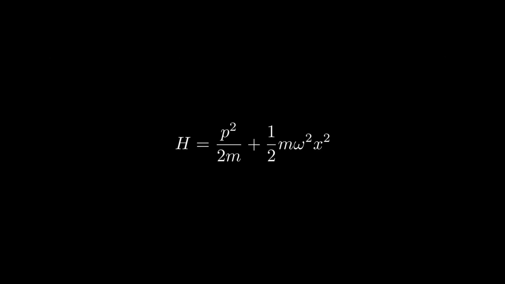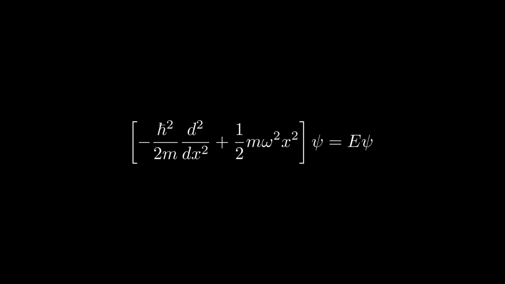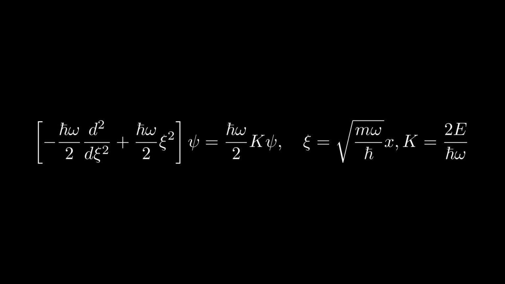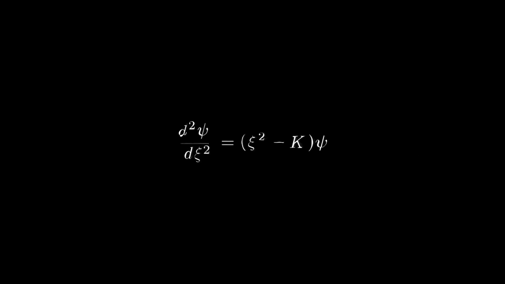As you may recall from the last lecture, the potential for the QHO is given as follows. Substituting this into the time-independent Schrödinger equation, we get the following differential equation. To make our lives easier, let's reparameterize our Hamiltonian in terms of psi equals the square root of m omega over h bar times x, and k equals 2E over h bar omega. We can then rearrange this differential equation into the following form.